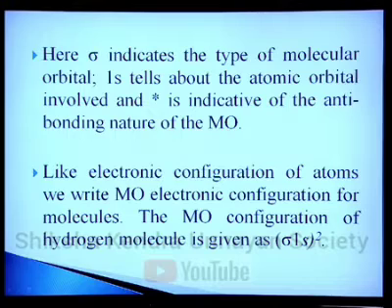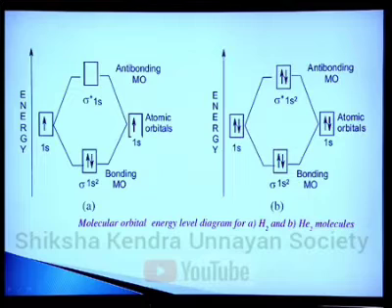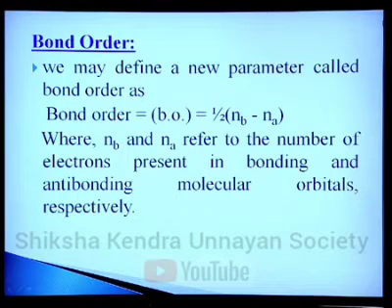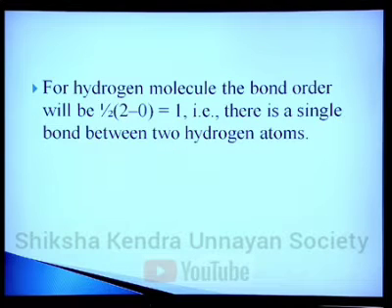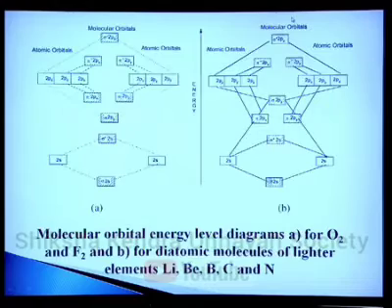We write the MO electronic configuration for a molecule. The MO configuration of hydrogen molecule is given as sigma 1s2 bonding molecular orbital. Now 2 pictures are given over here. You can see the hydrogen molecule is given, and the He2 molecule is also given, as I have already discussed. Bond order I have already discussed. We may define a new parameter called bond order, that is half of Nb minus Na, where Nb and Na refer to the number of electrons present in the bonding and anti-bonding molecular orbitals respectively. For hydrogen molecule, the bond order will be 1. There is a single bond between the 2 hydrogen atoms.